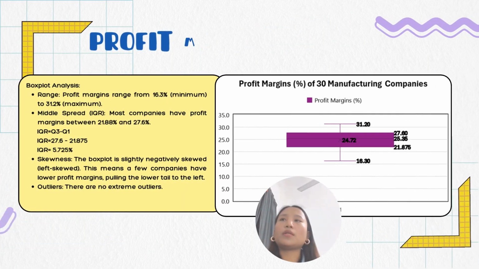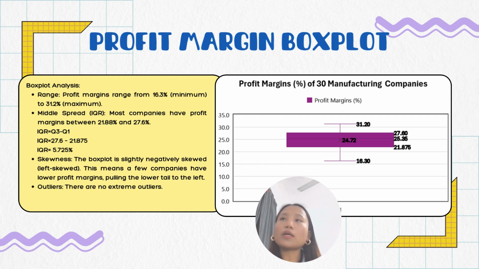And lastly, similarly to production costs, we constructed a profit margin box plot. As you can see from the graph, the data is slightly negatively skewed. This indicates a concentration of higher profit margins, but a few lower values pulling the tail. As you can see, the tail here, 16.3, is longer than the 31.2, which is why it's negatively skewed, but just slightly. Unlike the production costs, there are no outliers in the data set. Everything is within the range.